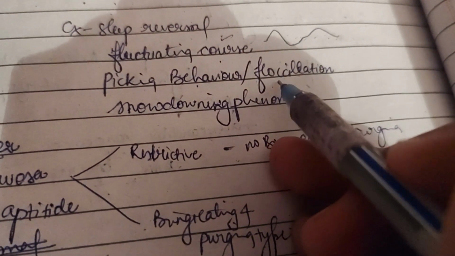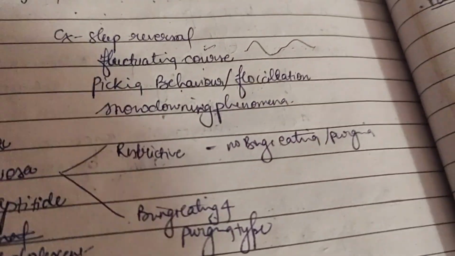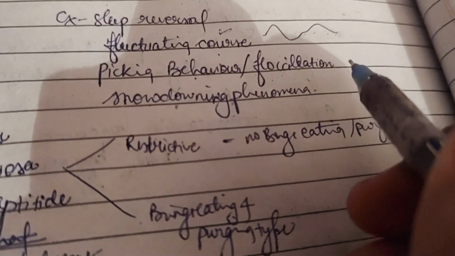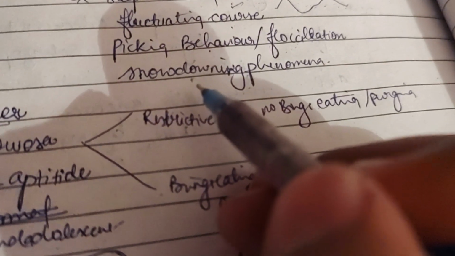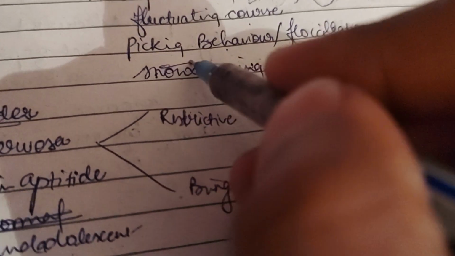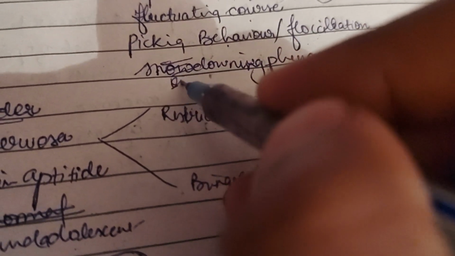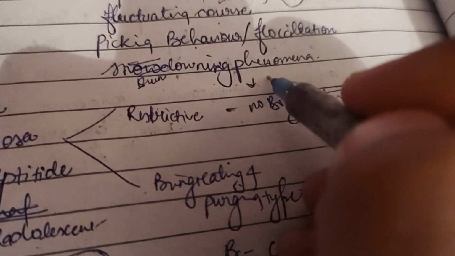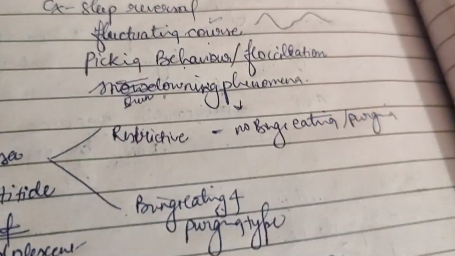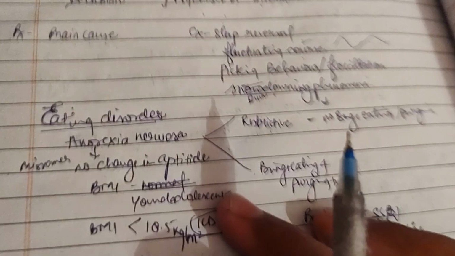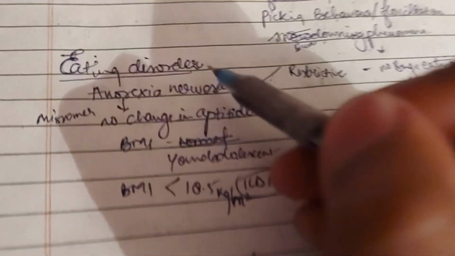Picking behavior, or floccillations, means the patient picks up all the catheters connected to them in the ICU. Sundowning phenomenon means symptoms get worse at sunset, because the patient gets oriented by some sun rays or sunlight, and after that this orientation is also gone, so the patient gets more agitated and angry.